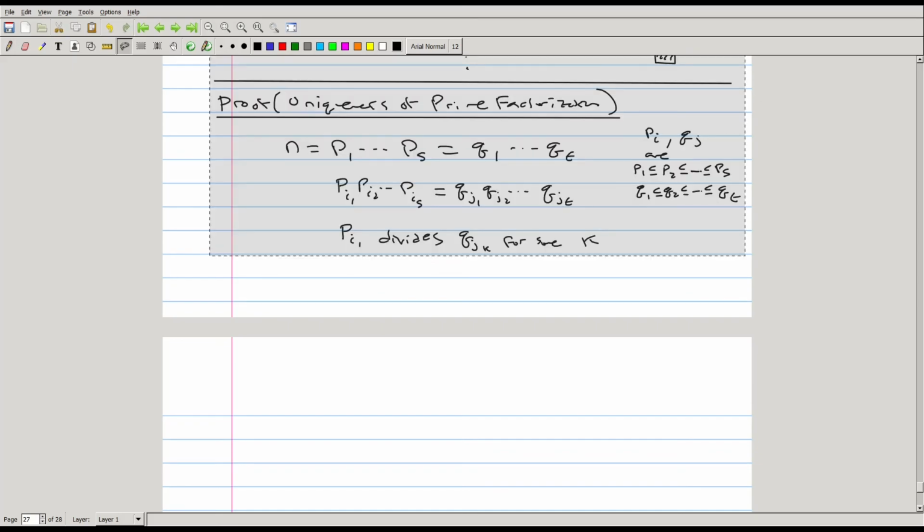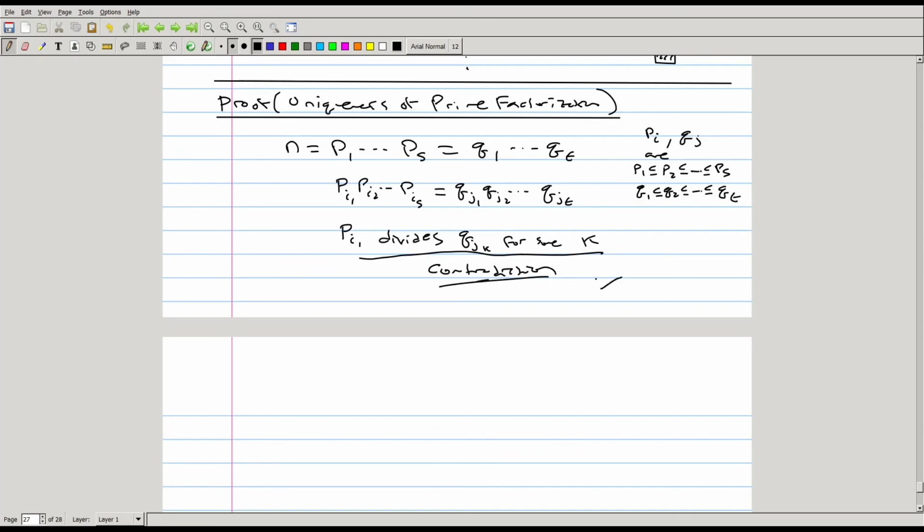And because no prime can divide another prime, we have a contradiction. This statement is a contradiction. And thus we're left to conclude that there can be at most one factorization of n into primes of non-decreasing order. So this is a very nice thing that we can use and is very, very useful.